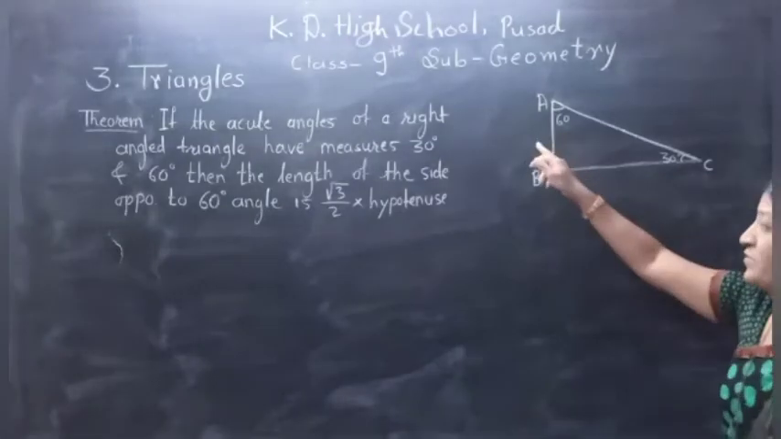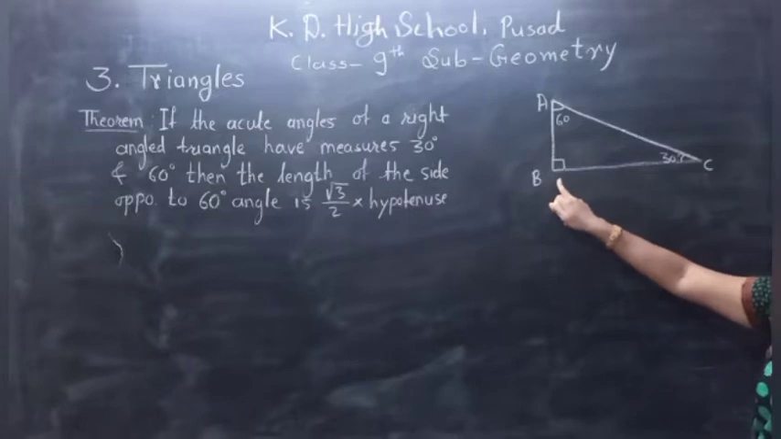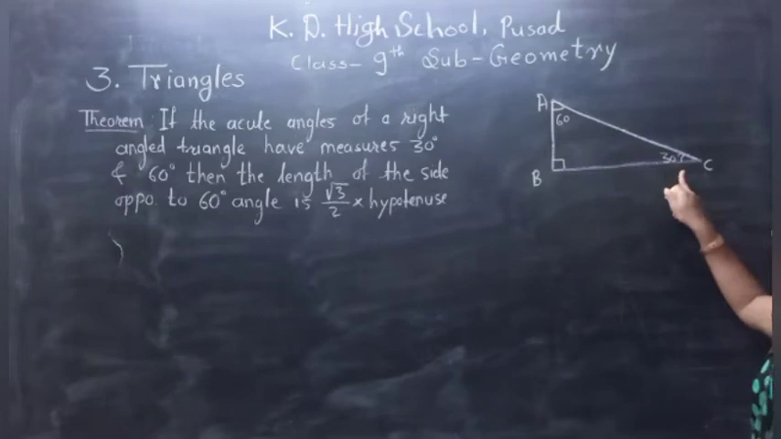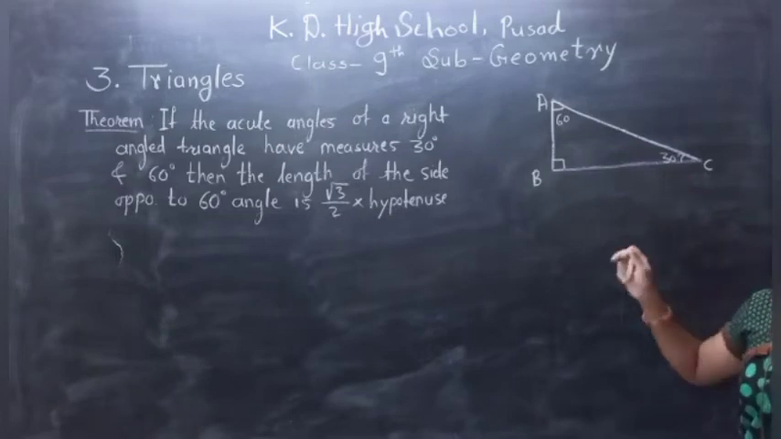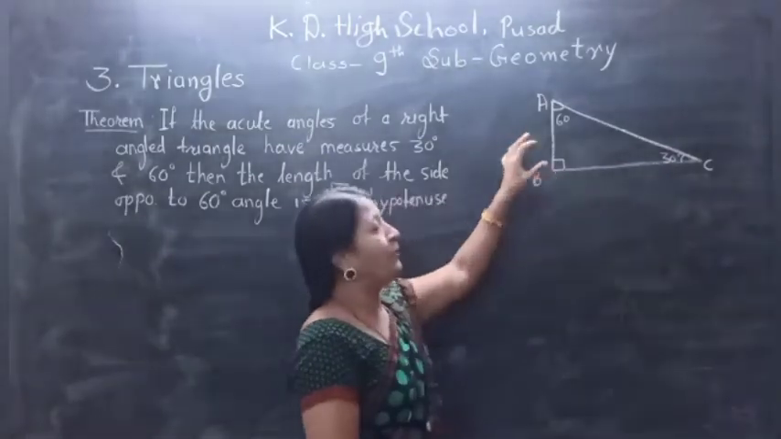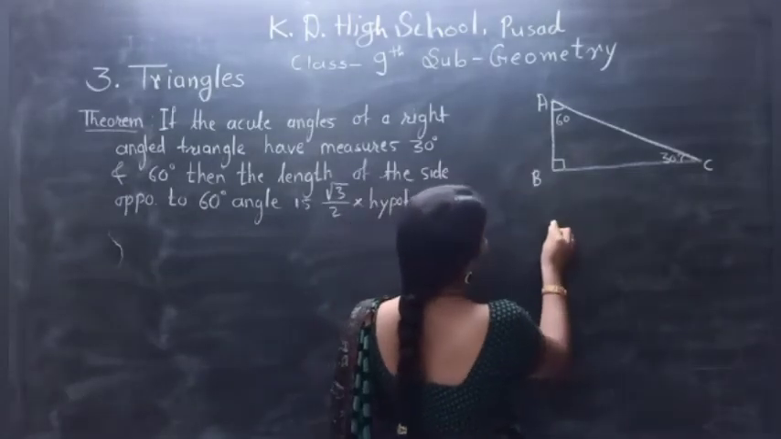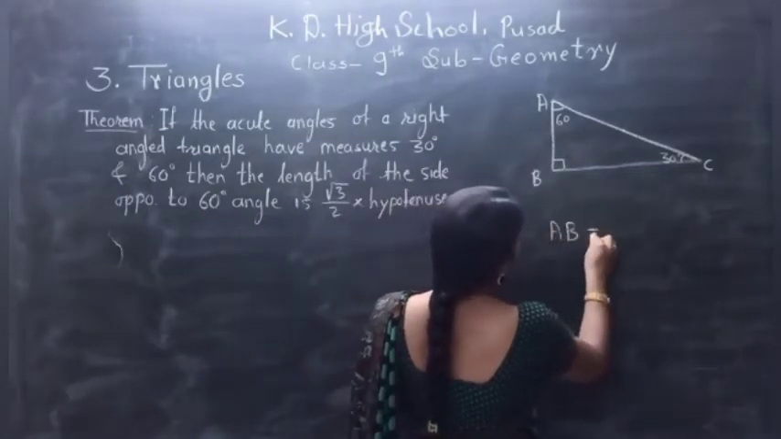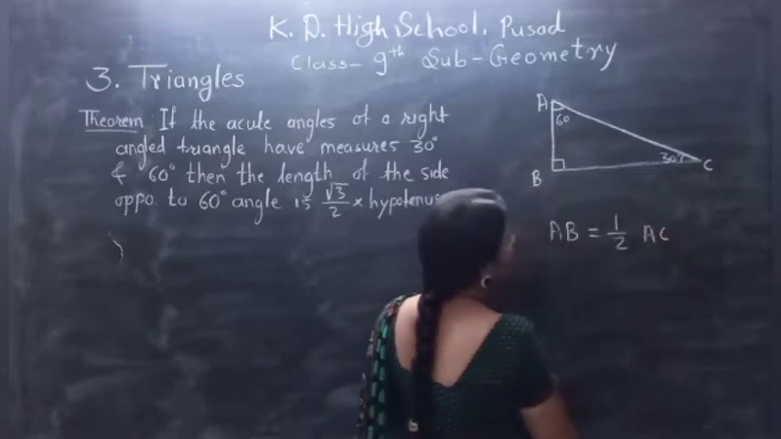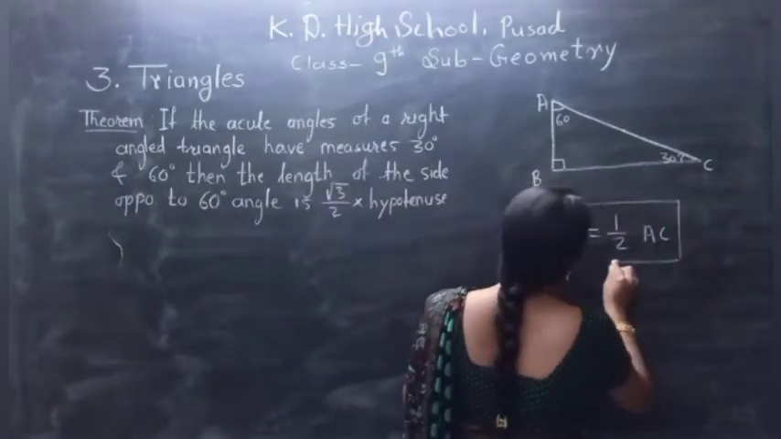Now here we observe that in this triangle ABC, angle B is 90 degrees, angle A is 60 degrees and the measure of angle C is 30 degrees. Yesterday we proved that the side opposite to angle 30, that is AB, is equal to half of the hypotenuse, and here the hypotenuse is AC. This we proved in the last video.